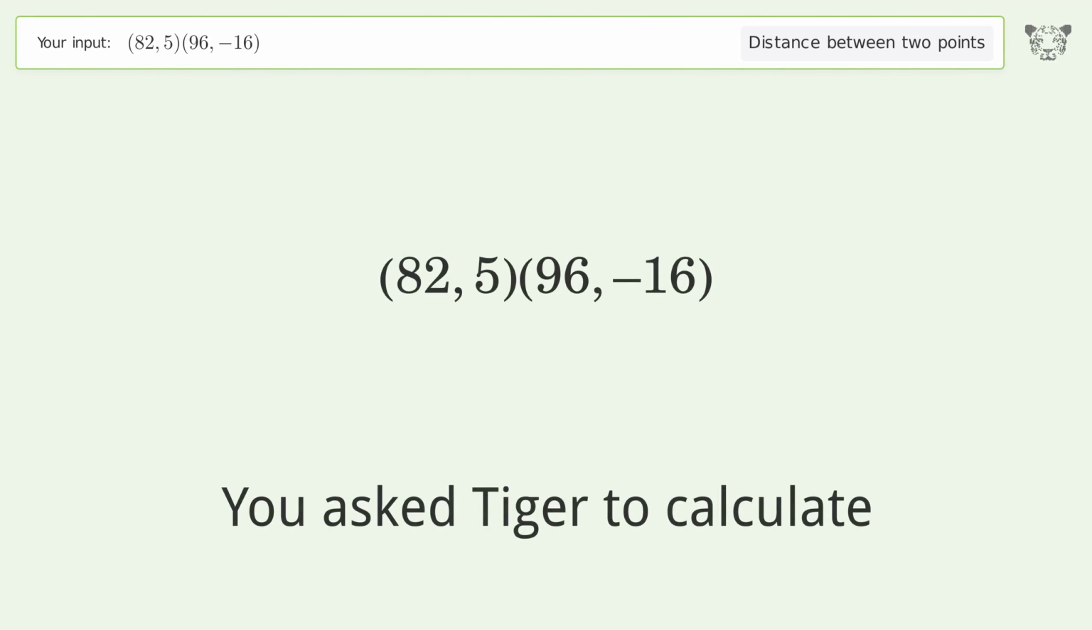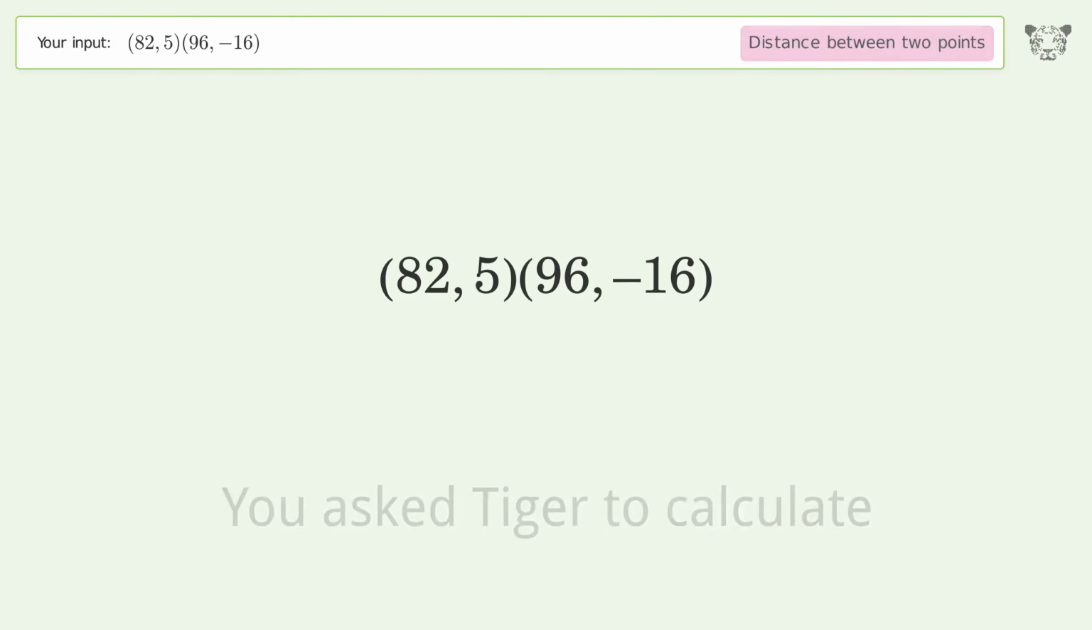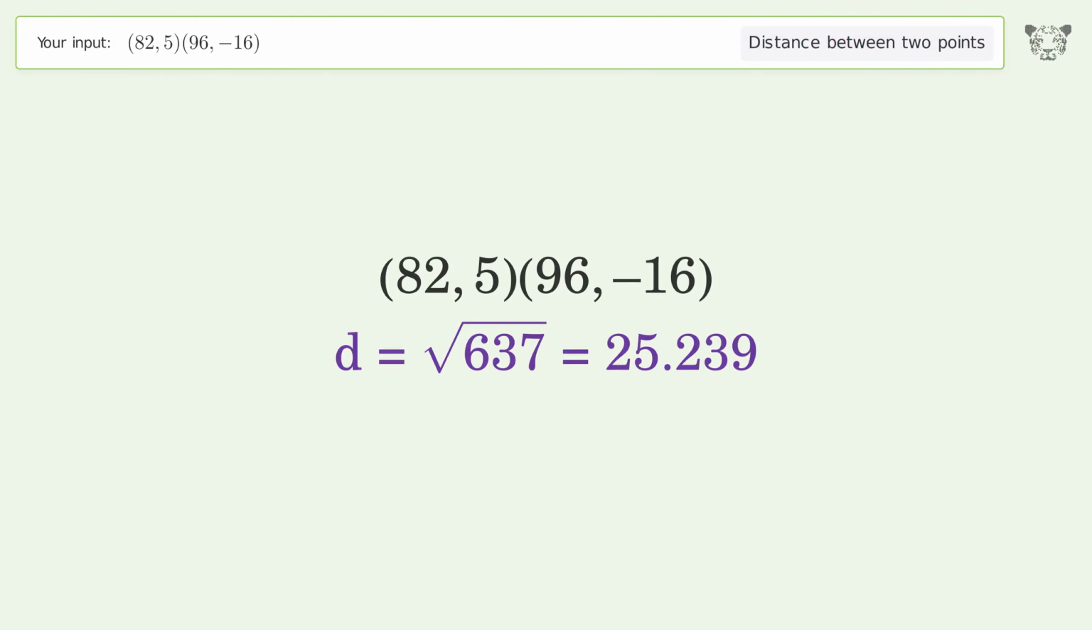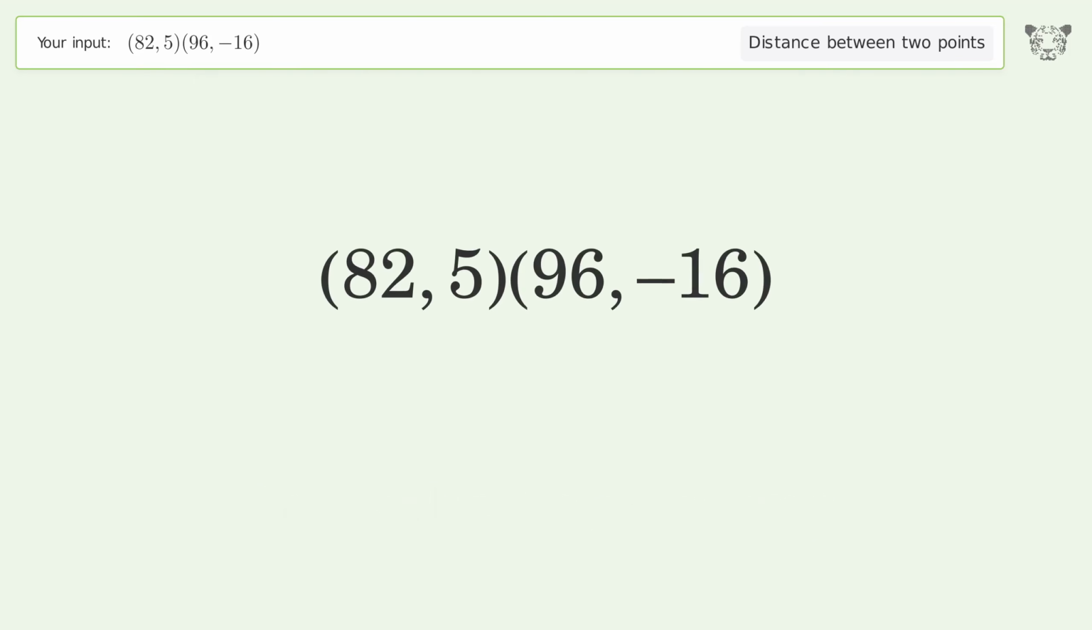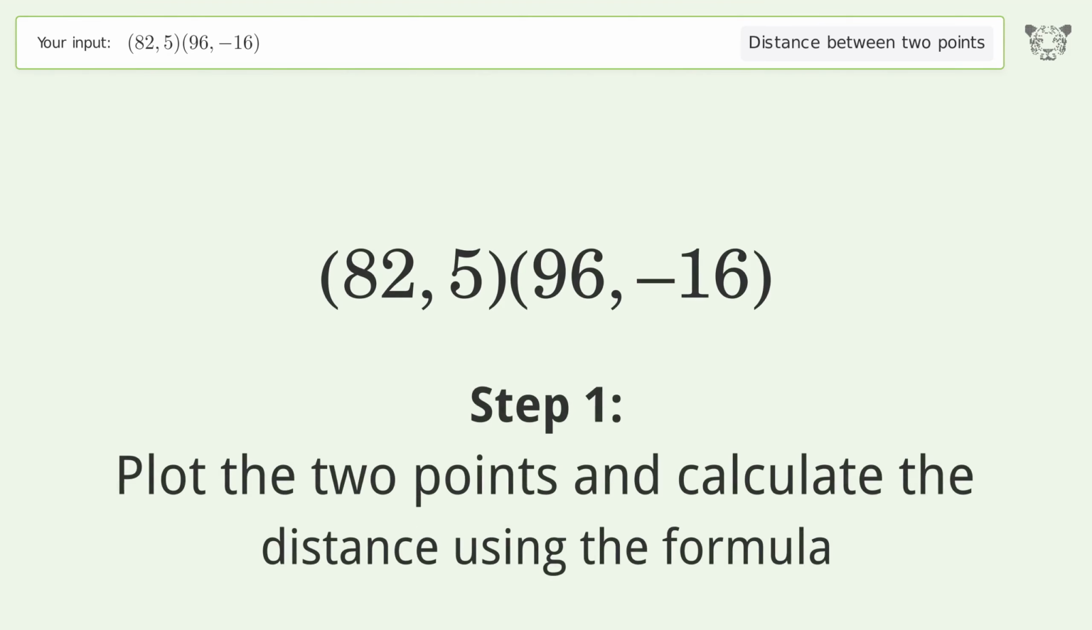You ask Tiger to calculate. This deals with the distance between 2 points. The distance between the 2 points is the square root of 637, or 25.239. Let's solve it step by step. Plot the 2 points and calculate the distance using the formula.